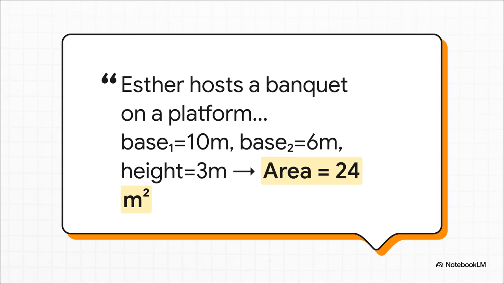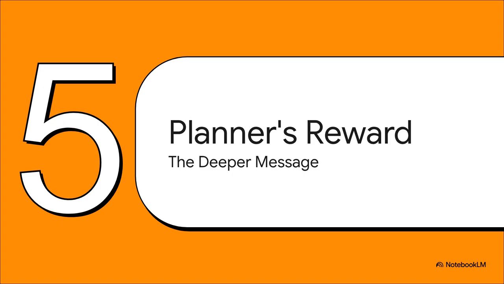Queen Esther's hosting a banquet on a platform. The bases are 10 and 6 meters, and the height is 3. We run our formula, and we get a final area of 24 square meters. It's a perfect blend of the theme and the math. And this brings us to the very end of the lesson, where we kind of shift from the how of the math to the why. What's the deeper point of all this?